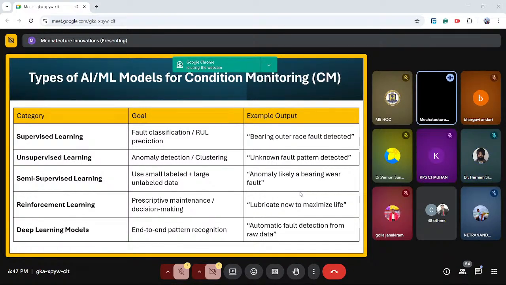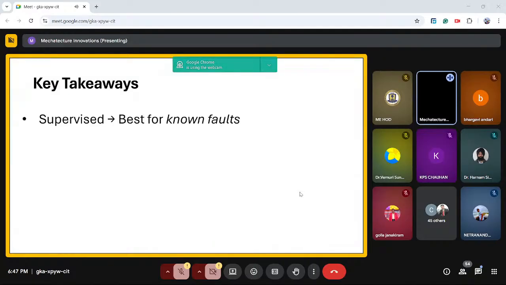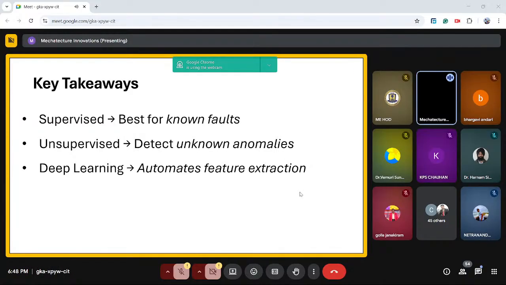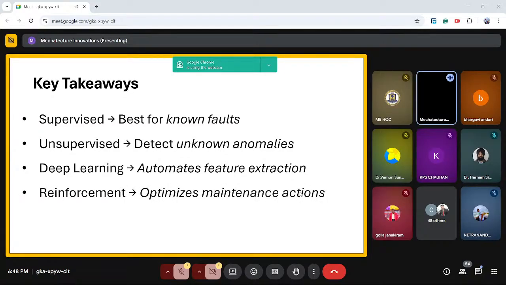It might sound a little complicated, so I have made it into a very simple takeaway. Supervised learning is good for finding faults. Unsupervised is good for finding anomalies. Deep learning is good to extract data, and reinforcement learning is good for optimizing the maintenance action. Finally, hybrids are better for everything, which means you can mix them all. What kind of AI model you use is determined by what you want to finally do with the system once you identify the problem.